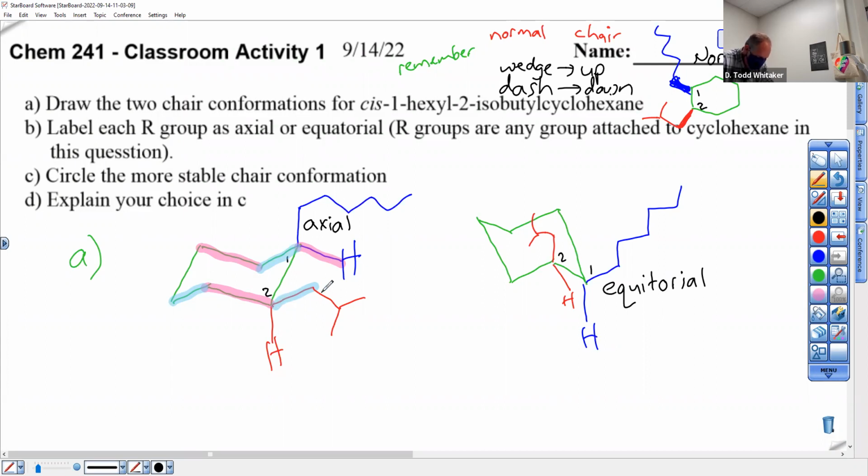What about the red isobutyl here? It is slightly up. So it's equatorial. The up part, slightly, is what said equatorial to me. And started equatorial. Oh, I got busted.